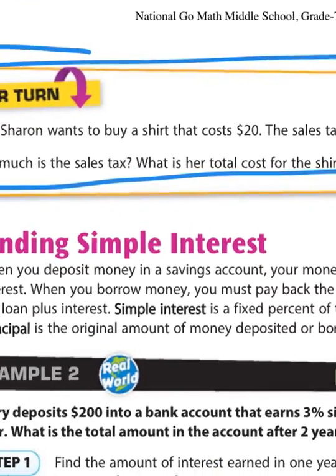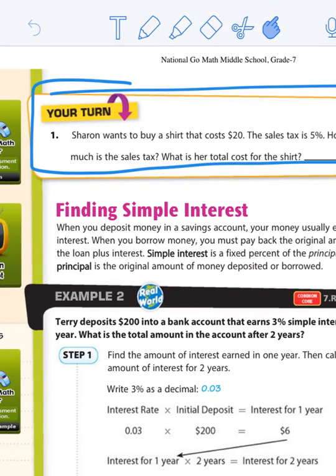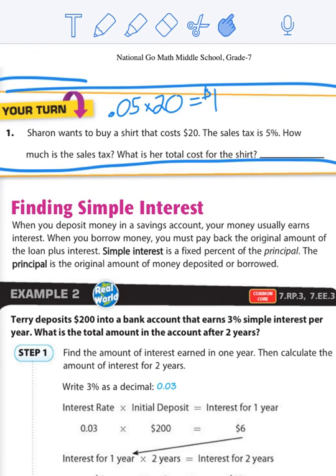Well, to find the sales tax, I need to find 5% of 20. So I'm going to do 0.05 times 20. Type that into my calculator, and I get 1. I could also know this without a calculator because 5/100ths is 1/20th, and of course 1/20th of 20 is 1. So the sales tax is $1. So what is her total cost? Well, $20 plus $1 is going to be $21.